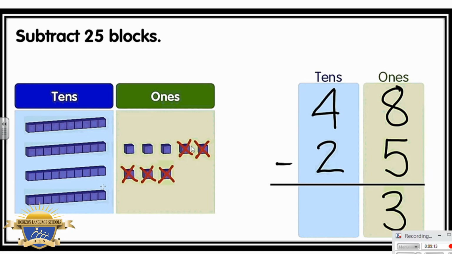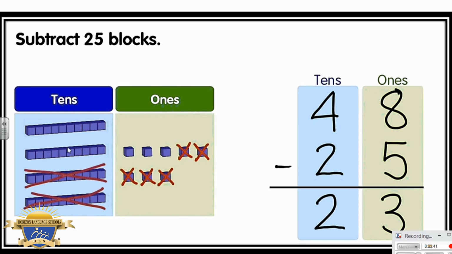I have here 8 ones and 4 tens. And I want to subtract 5 ones from the 8 ones. So take away 5. So the leftover will be 3. Okay. And 4 minus 2. The tens column. 4 minus 2. So I will take away 2 tens. So the leftover will be 2. So 48 minus 25 equal 23.